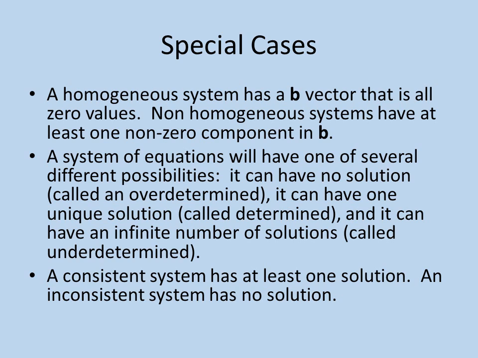A system of equations will have one of several different possibilities. It can have no solution, which is called an overdetermined system. It can have one unique solution, which is called a determined system. And it can have an infinite number of solutions, which is called an underdetermined system of equations. A consistent system has at least one solution, and an inconsistent system has no solution.